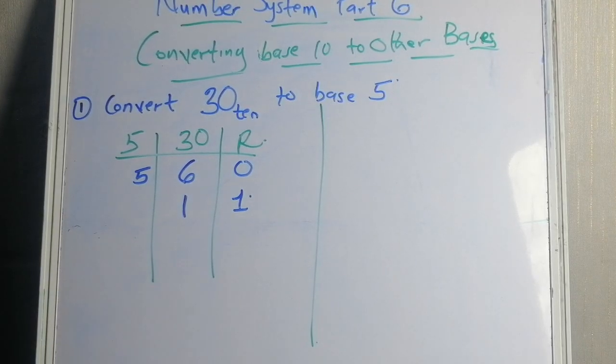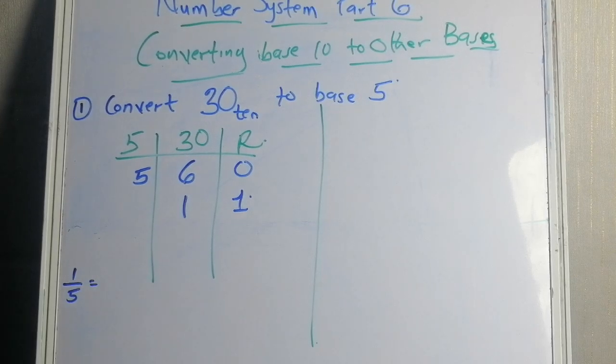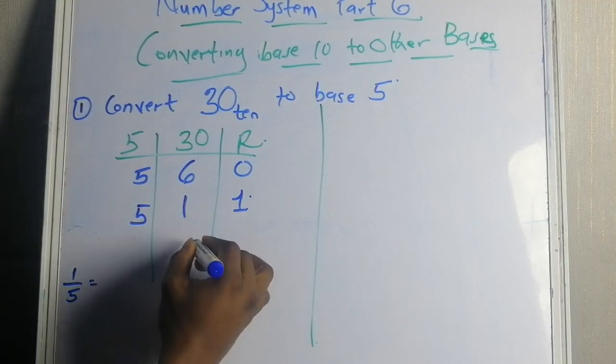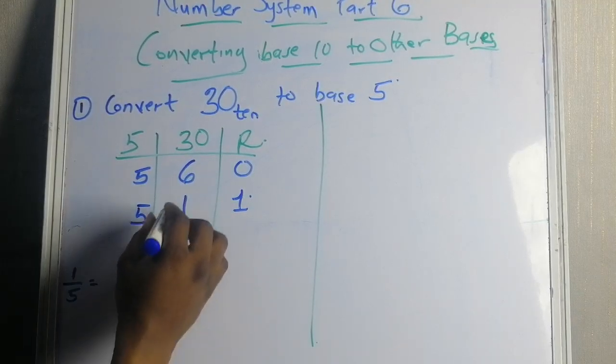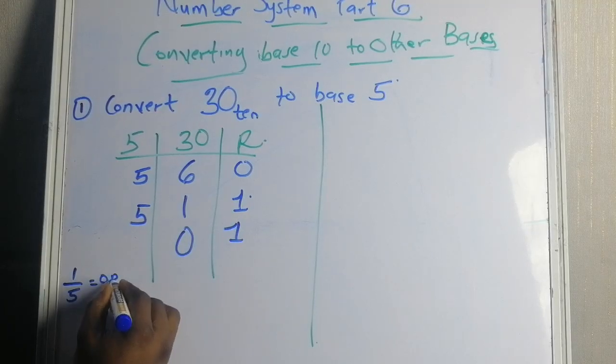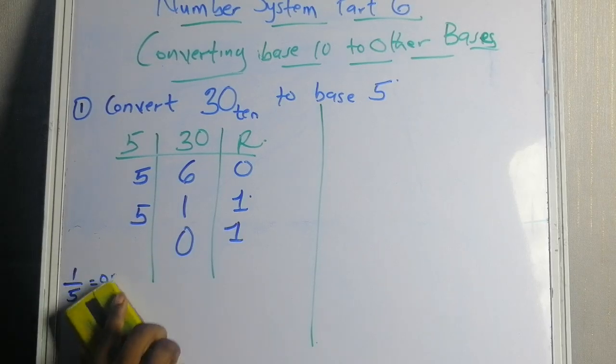Now the third step: 1 divided by 5. Is it possible? No, it's not possible. So you write 0, remainder 1. It will remain 1, which is the 1 on top here. It's as simple as that. It's not something very hard at all.